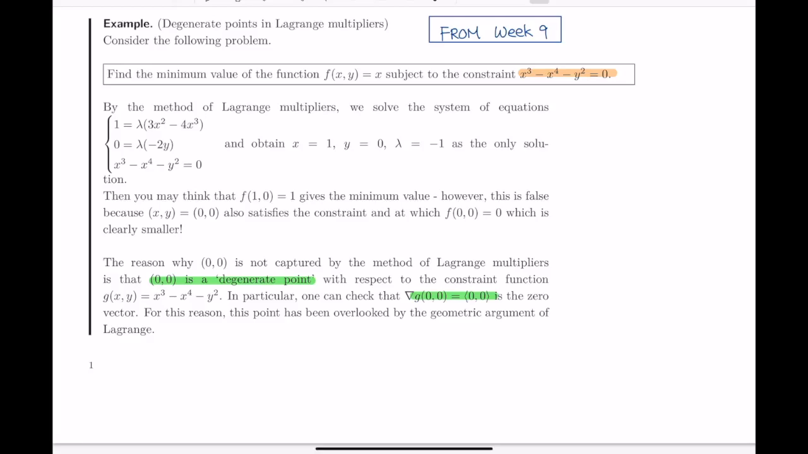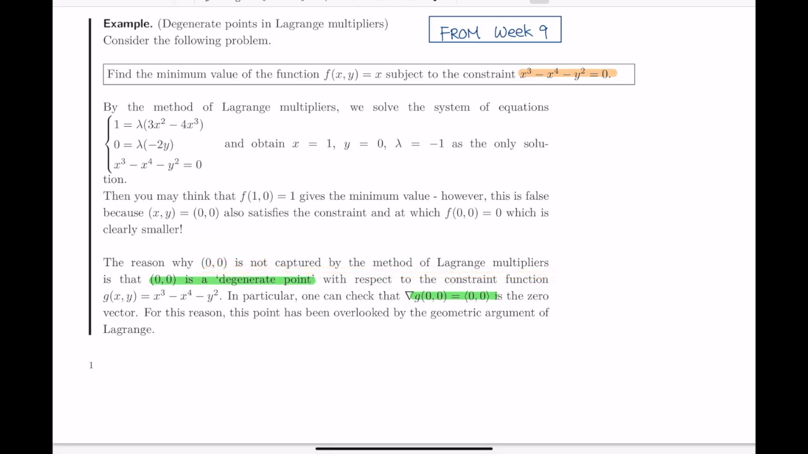In the very first week of Calculus 4, I mentioned a problem to you. Well, this looks like a very friendly problem. Try to find the minimum value of this objective function subject to a very friendly constraint. However, the issue is, if you try to do this by the method of Lagrange multipliers, it does not give you the minimum value, because the minimum value actually happens at the origin. But the origin is not captured by the method of Lagrange multipliers.